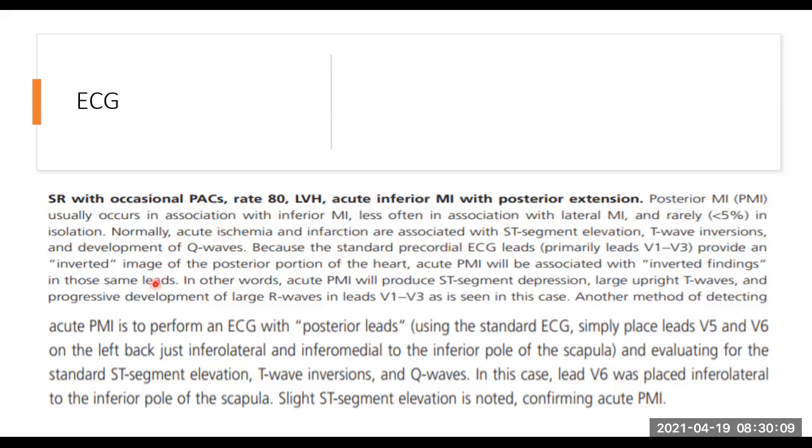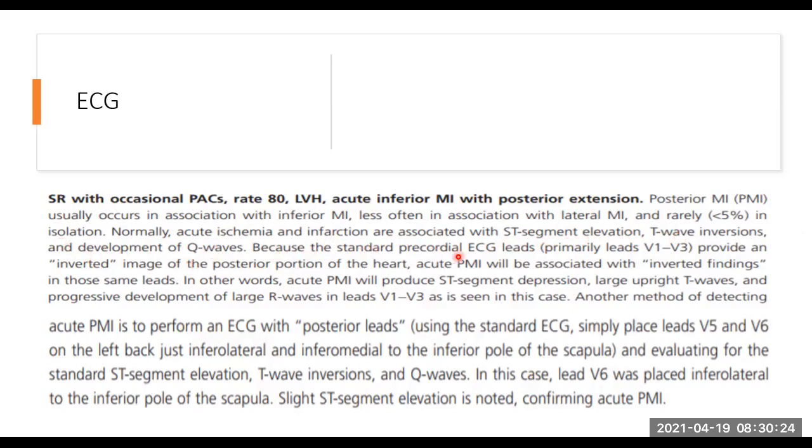And they very rarely occur in isolation, all right? So the majority of the time it's with an inferior right-sided MI. Acute ischemia and infarction are associated with ST segment elevation, T-wave inversion, and development of Q waves, all right?